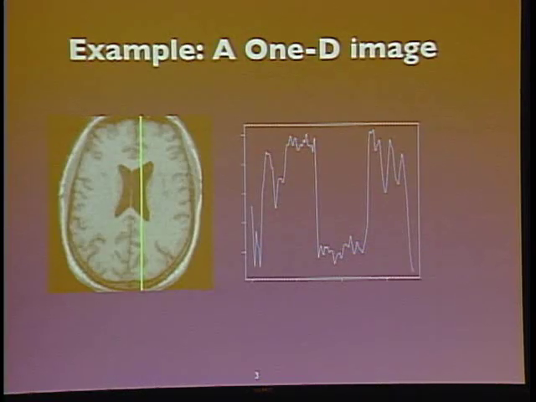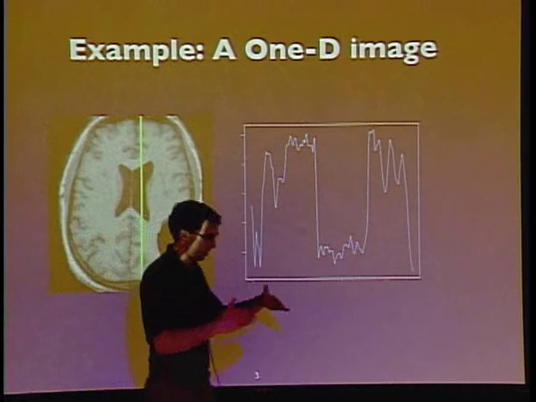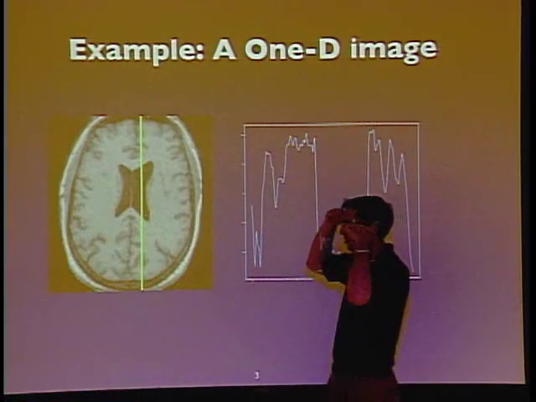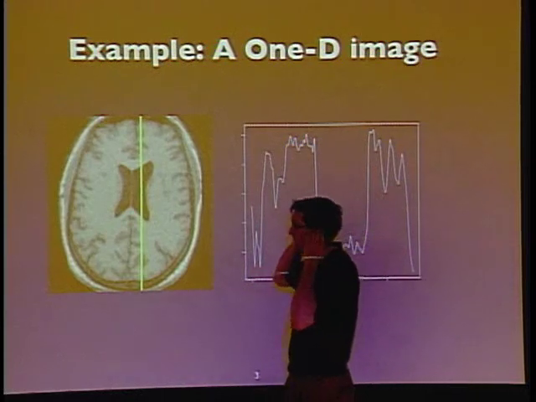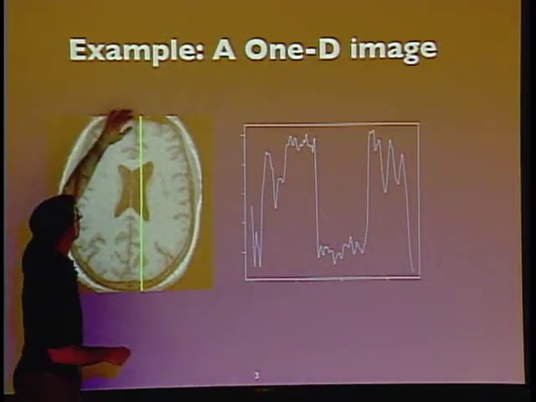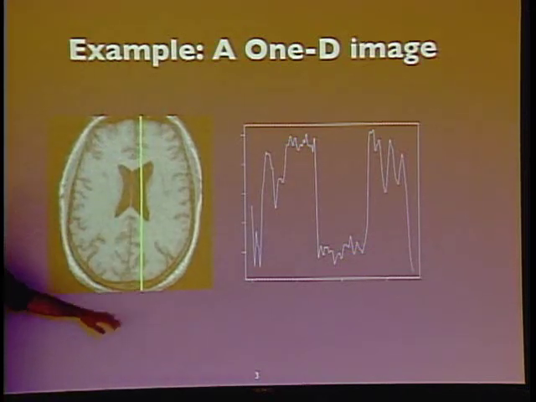Okay, so let us consider the following image. This is an image of the human brain. It's an image of the brain that is taken at about this level going in this direction. If you go a little bit lower in the brain, you'd start to see ears right here and eyeballs up there. The back of the head is back here.